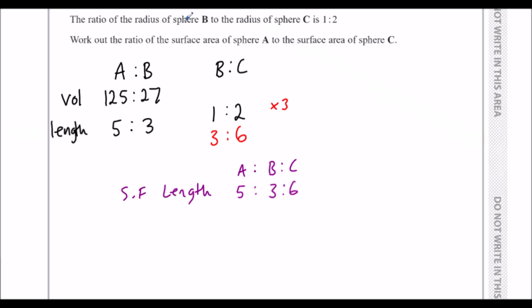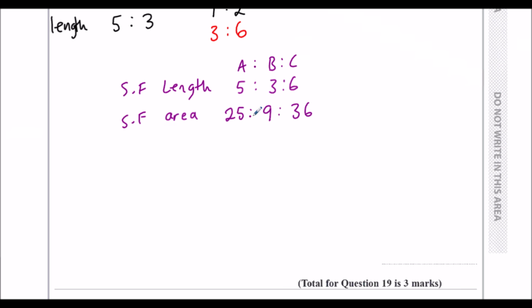So that's scale factor for length. If I want area, which I do, the scale factor for area is scale factor squared. So if I square these numbers, 5 squared is 25, 3 squared is 9, 6 squared is 36. I've got 25 to 9 to 36. And I only want A to C, so it's 25 to 36. So A to C, 25 to 36.